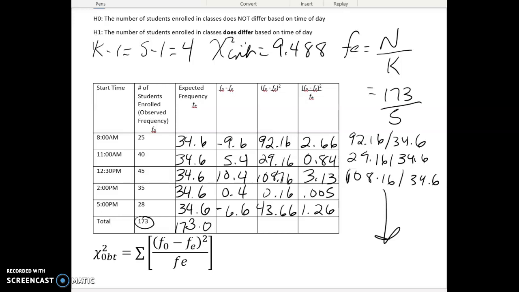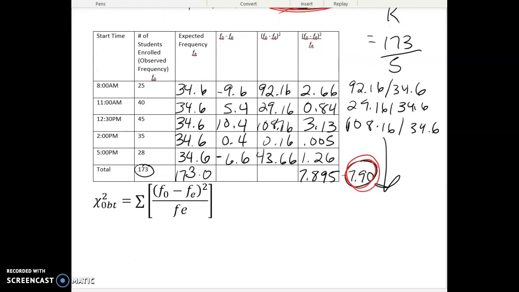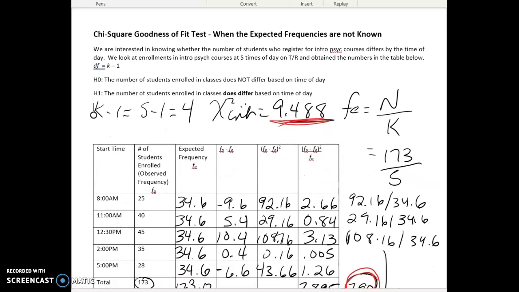So if we're going to add this all up, I haven't aligned this very well, but the correct answer here would be 7.895, or if you wanted to round to two decimals, it would be 7.90. So we have our critical value here of 9.488. We have our obtained value here of 7.9. So it's pretty clear that we are not going to reject the null hypothesis in this case.